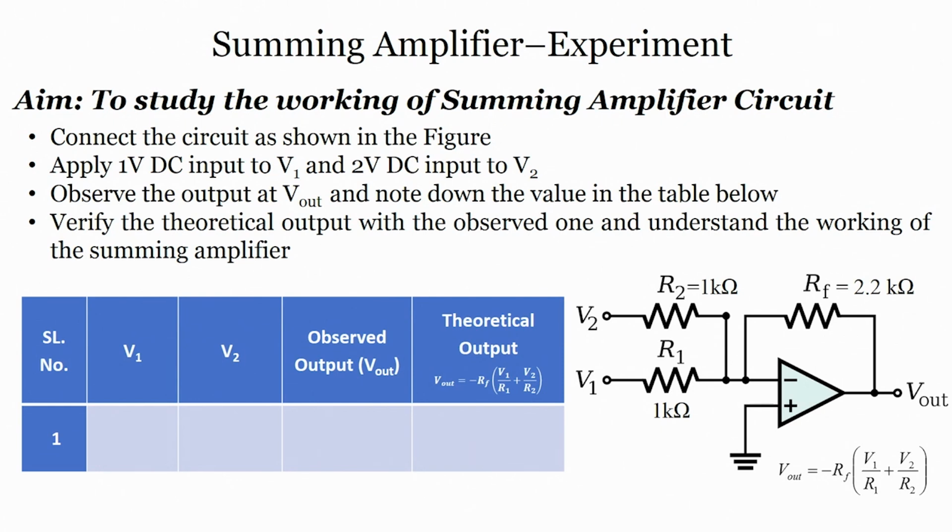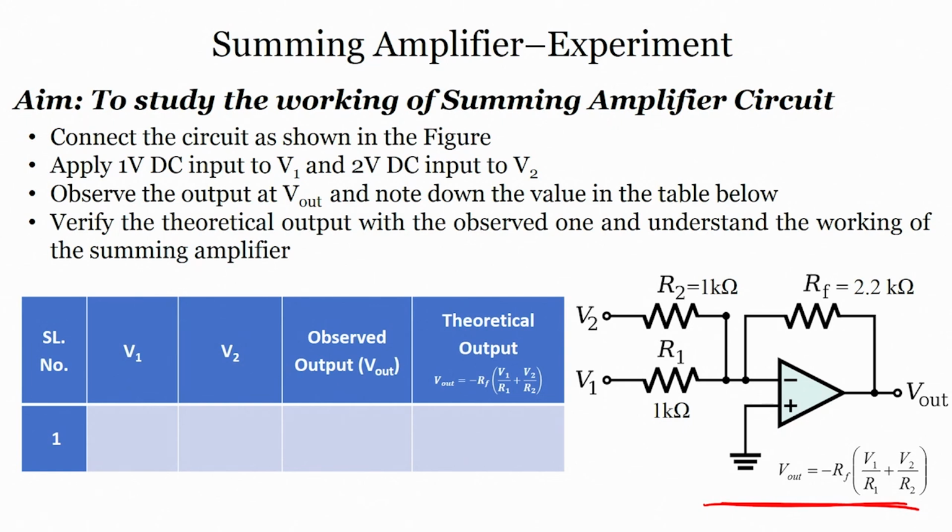Now, we have a gain, both resistances are the same, 1 kilo ohm, so the gain will be about 2.2, because it is RF by R1. Now, the output voltage formula is very easy: V out equals minus RF, and here is I1, I2. I1 is V1 by R1, I2 is V2 by R2. So V out equals minus RF in the bracket, V1 by R1 plus V2 by R2. This is so simple, right.